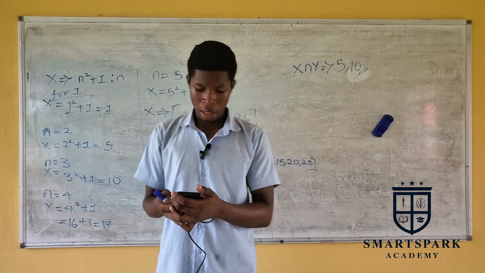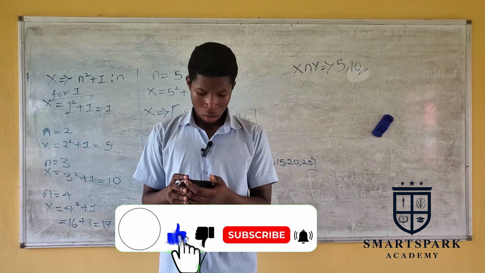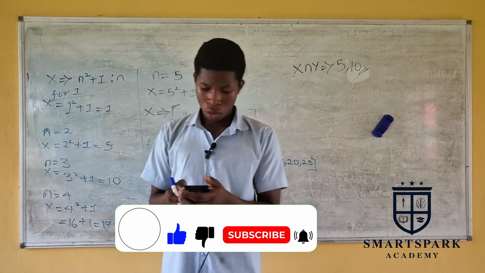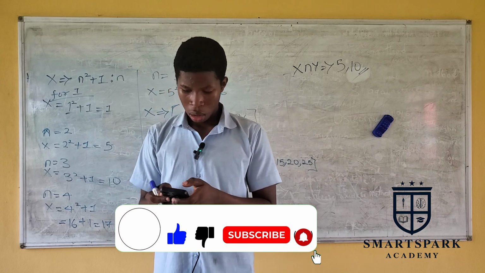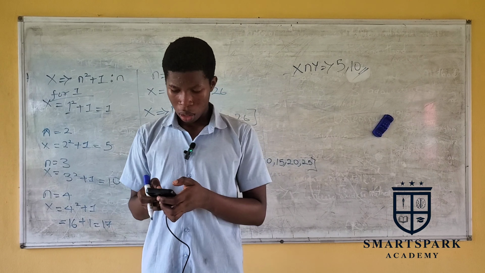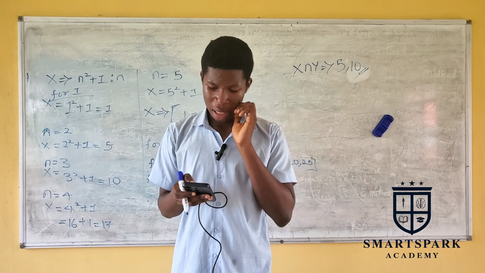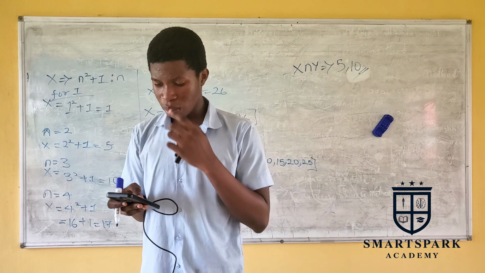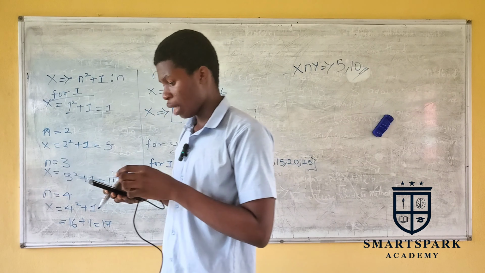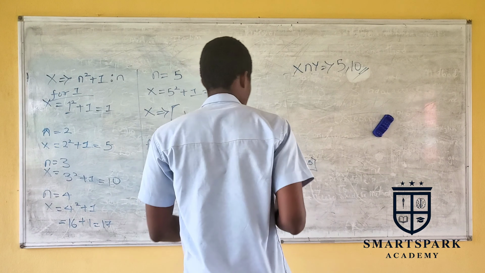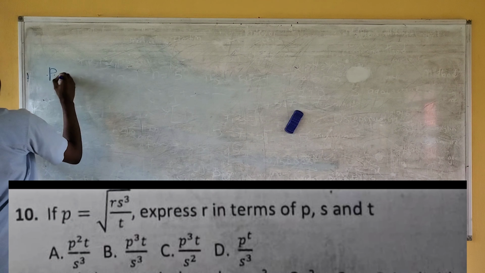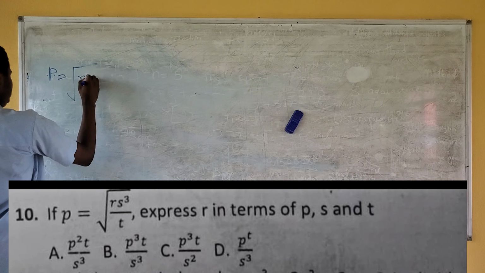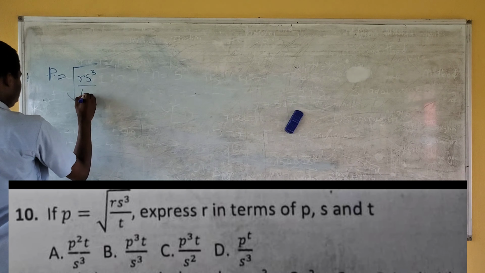We're going to be looking at the next question. So question 10. P is equal to the square root of R multiplied by S raised to the power 3, divided by T. So now they say express R in terms of P, S, and T. P is equal to the square root of R S cubed divided by T.